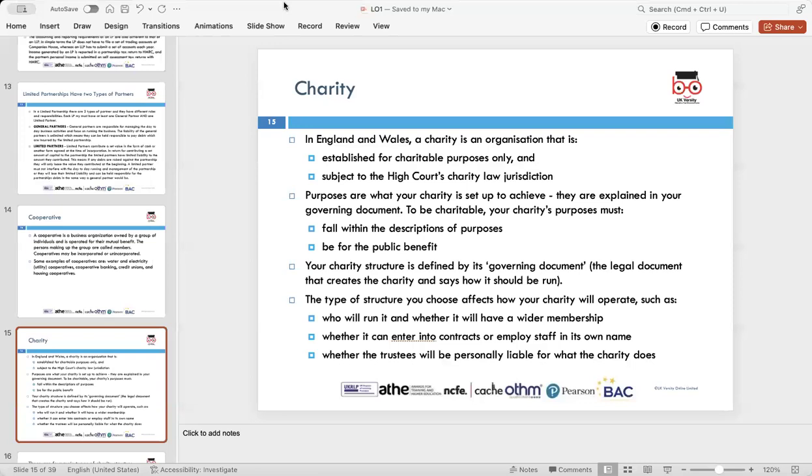In order to be considered charitable, the objectives of your organization must meet the following criteria. They must be within the scope of the definitions of purpose. They must be for the benefit of the general public.